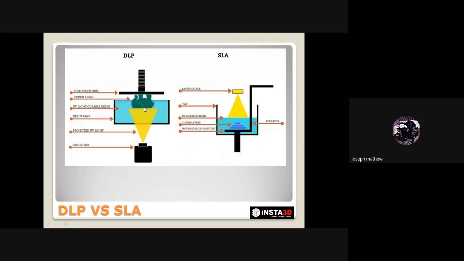the platform. So the light cures the material used, that is resin, which is a thermoset material, and the final product is obtained. So the difference is, in SLA they are using a laser source, and in DLP a digital light projector is being used.